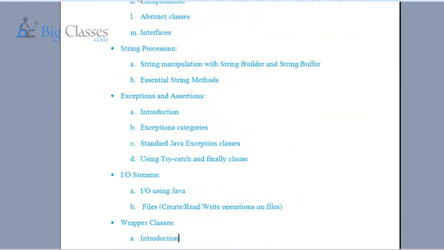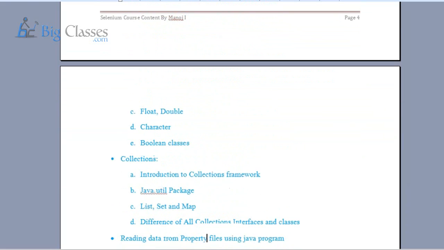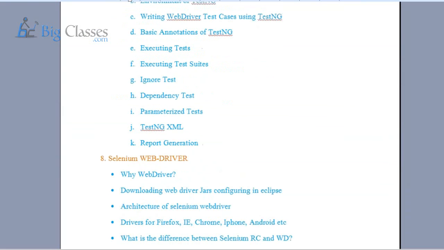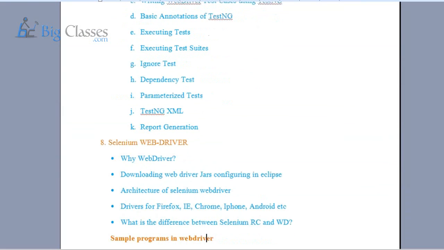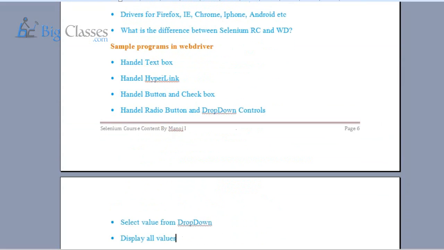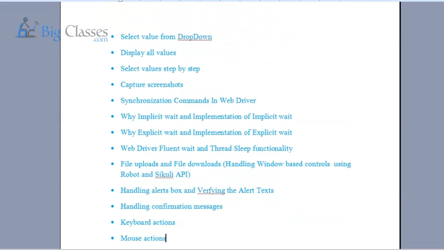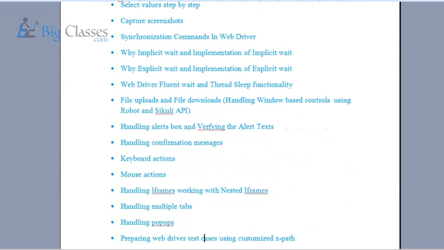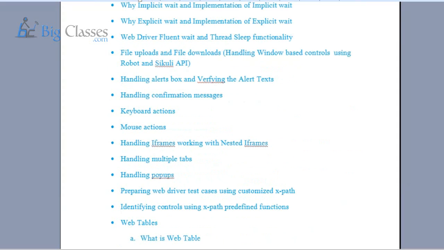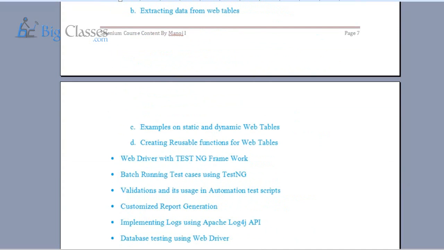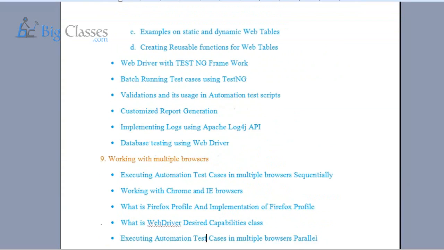Once we're done with Java, team, I'll be jumping to the TestNG framework, WebDriver, and JUnit. In WebDriver, every control, I'm going to automate in all the browsers, right from the text box onwards, any control. This is my course content, team. I'll be handling screenshots, synchronizing APIs, how to put in a verification command, file upload and file download using other APIs, handling alerts, confirmation boxes, keyboard actions, iframes, multiple tabs, pop-ups. These are all core concepts of automation testing. Web tables, static web tables, dynamic web tables, how to generate reports, how to work with logs, all these are part of the course.